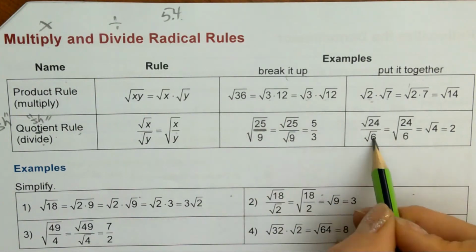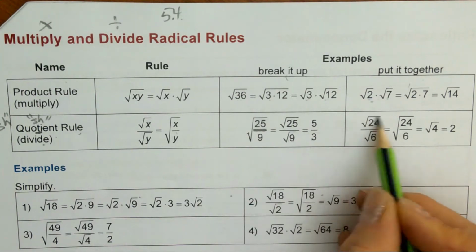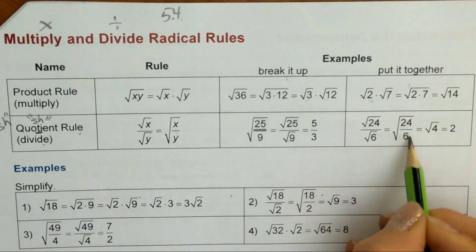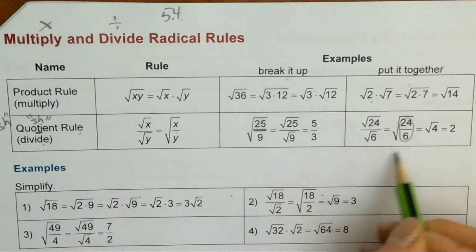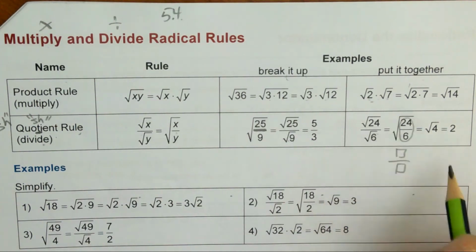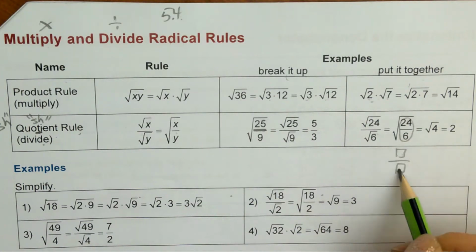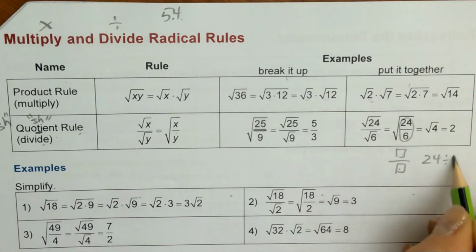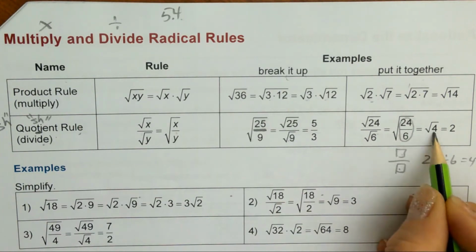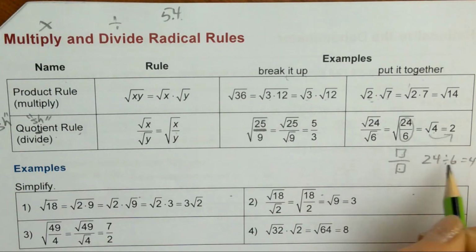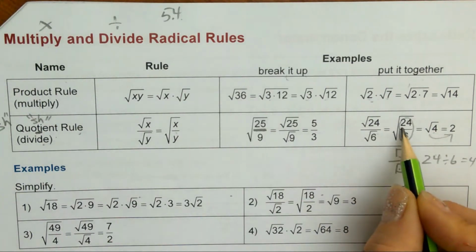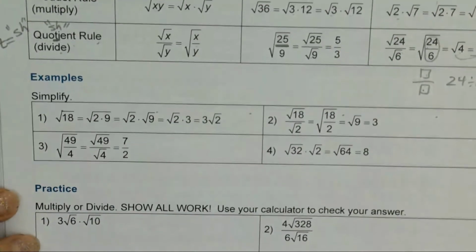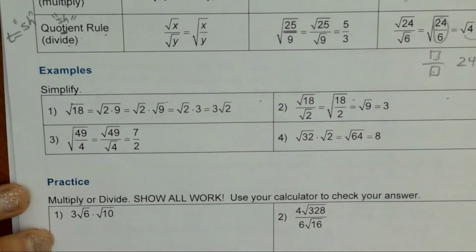So if these are separate, a square root of 24 and a square root of 6, you can put it under a big square root and just use your fraction button, not the radical button, the fraction button, and go 24 divided by 6. Well, that's 4. And then what's the square root of 4? 2. So we can put things back together. But this is only for multiply and divide. Okay? So let's look at some examples here.